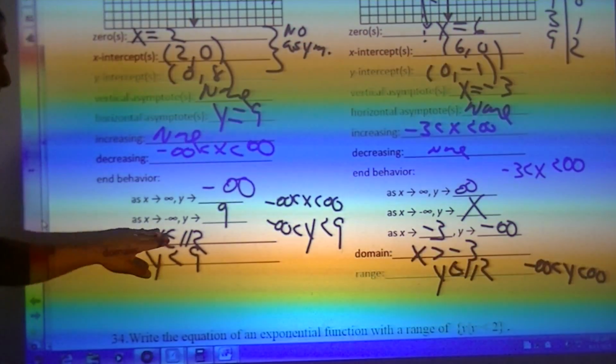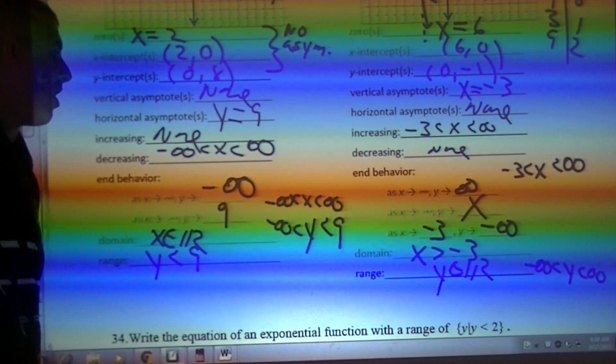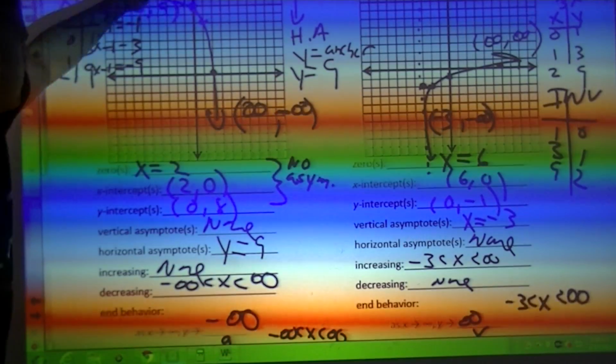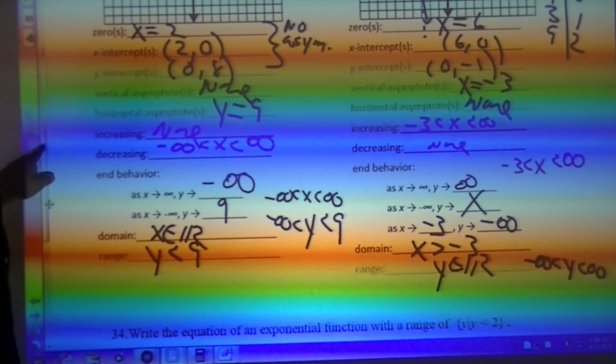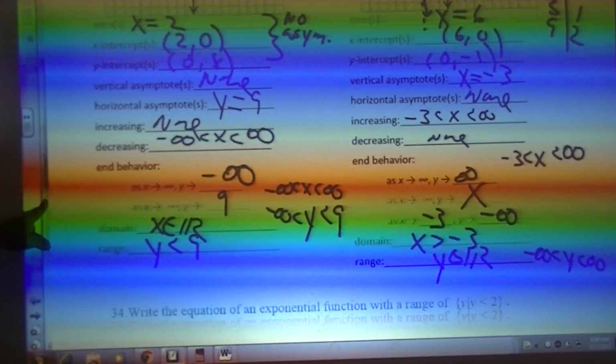As you can see, domain and range switch which one is all real numbers. These inequalities involve their asymptotes. If you want to look at it this way, if it's below the asymptote, the range will be less than. If it's to the right of the asymptote, it will be greater than. That's another way to look at it.